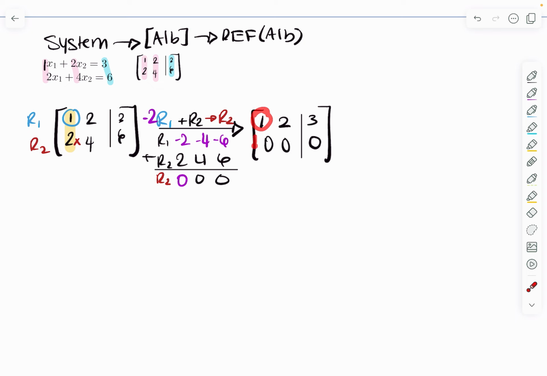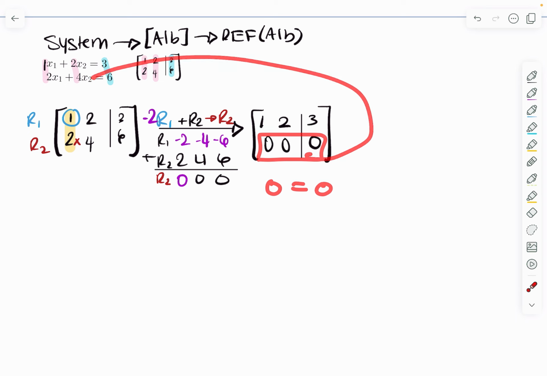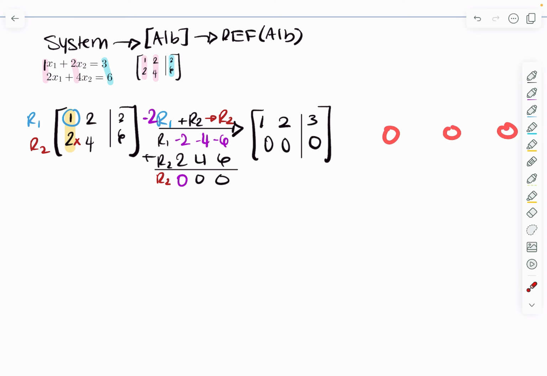Well, this is a leading entry. Are all of the entries under it 0? Yes, so this is in row echelon form. If we translate this back into an equation, we just write 0, 0, 0, and then attach the variables. So that would be x1 plus x2 and then equal to 0. And that's just 0 is equal to 0.